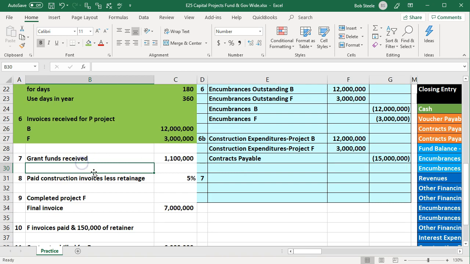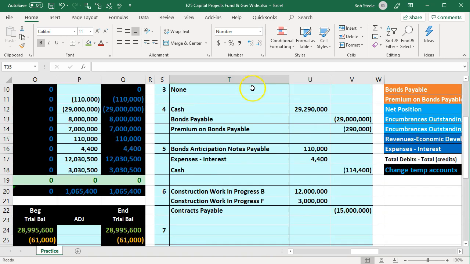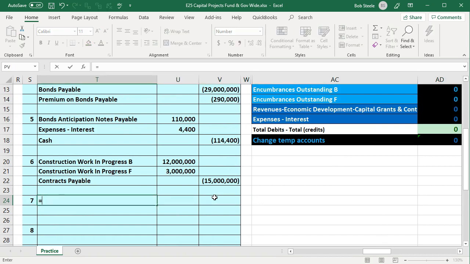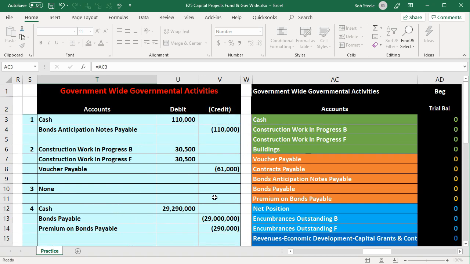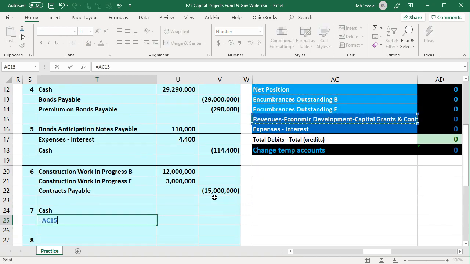Then we have grant funds received. So grant funds received, number 7. Let's put this in the government-wide activity first, although the transactions will be much the same between the two. So we're going to be over here in column T. Going to scroll down to number 7. So we're going to get money. So money's going up. So cash is going up. That is good. We're going to say the debit, the one on top, item, cash is increasing. Other side is going to be some form of revenue. And that's going to be revenues, economic development, capital grants revenue.